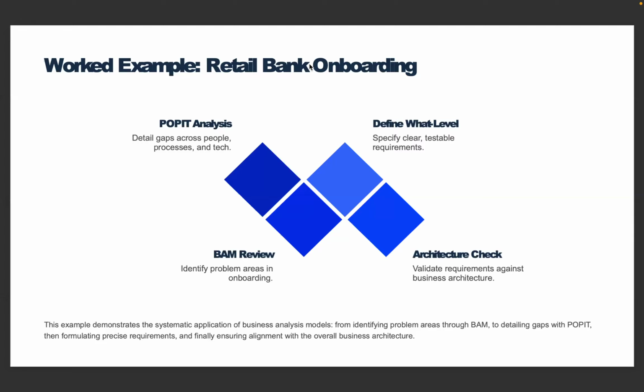We have the business architecture model, which identifies the problem areas, the business analysis model, and then also the architecture check, to check if the requirements are valid for the business architecture, if the requirements are leading to the destination for that business, and if there are no unnecessary processes or unnecessary steps taken in the organization.